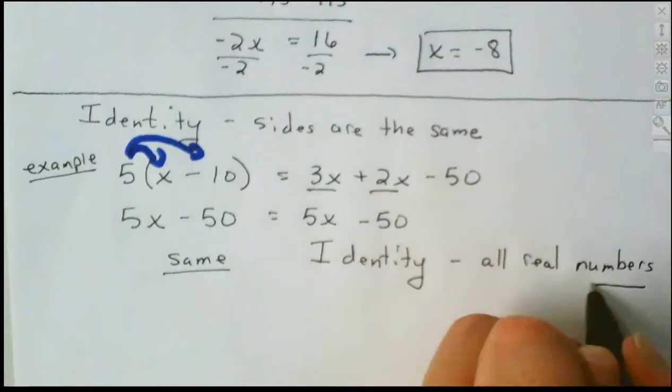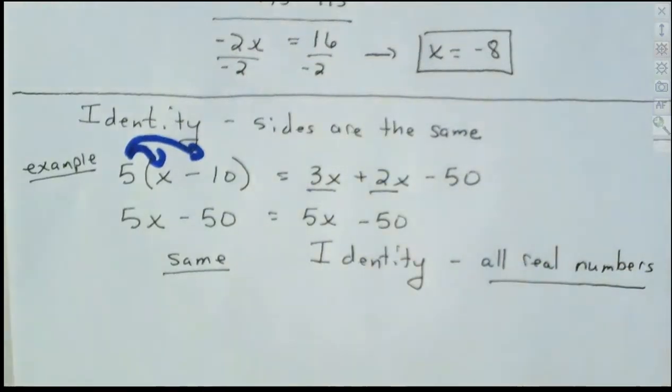And what that means is any number that I plug in is going to be the same on both sides. So there's an infinite number of solutions. It's called an identity. I remember it by identical twins. Identical twins are the same, so the sides are the same. If the sides are the same, once you work it all out, it is an identity.